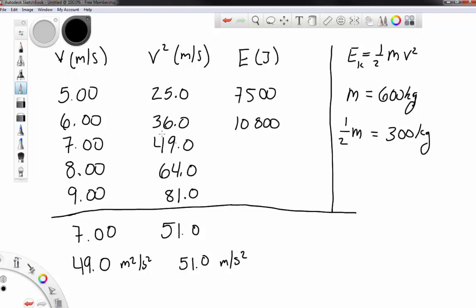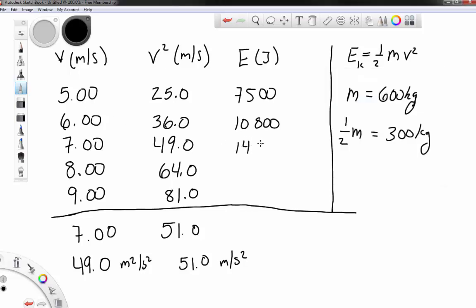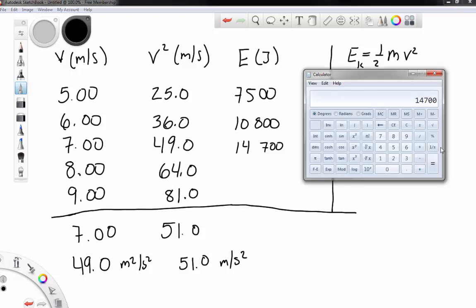Then we do 7 squared is 49 times 1/2 m. So 49 times 300, that's 14,700. Next one is 8. So 8 squared is 64 times 1/2 of m, which is 300 times 64. That's 19,200.